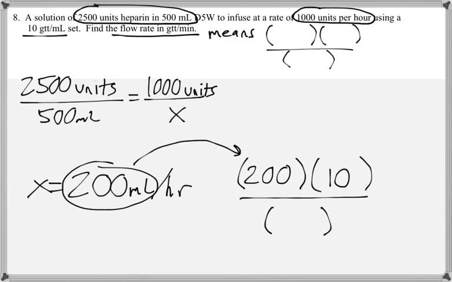And they tell us that it's per hour. So the hour is going to go here, but again I need to express that in minutes. So 1 hour is 60 minutes. And then I can solve this. So 200 times 10 divided by 60, and I want to round this to the nearest whole number. That will be 33 GTT per minute.